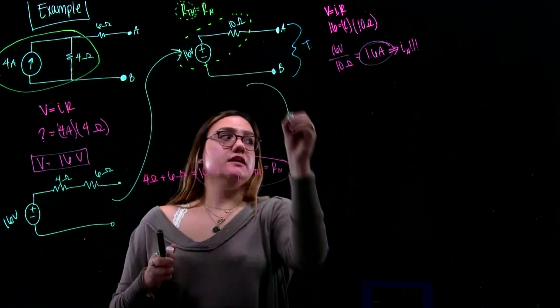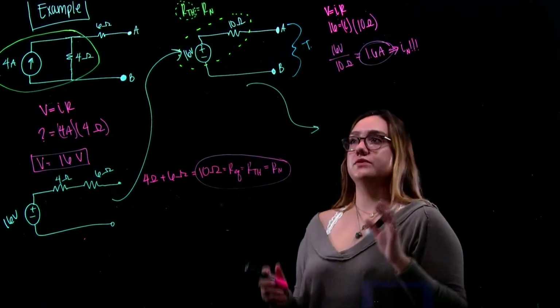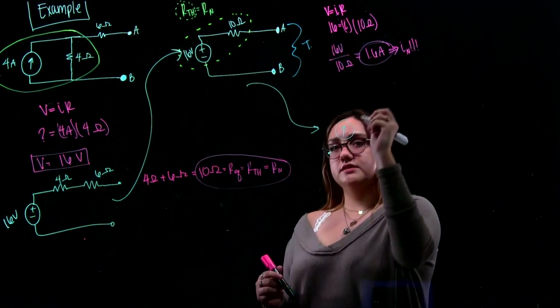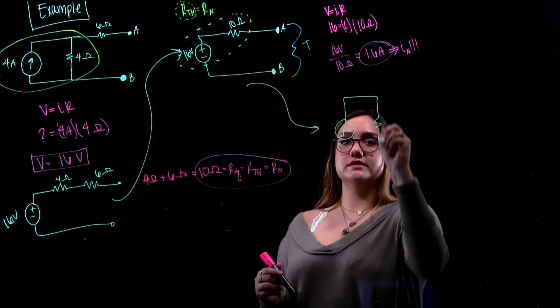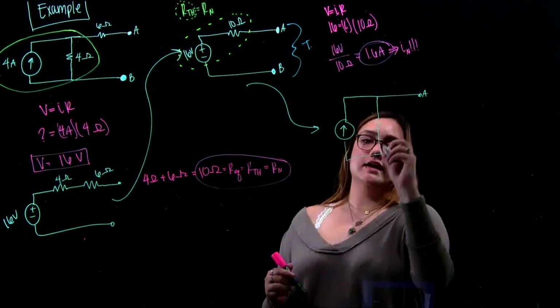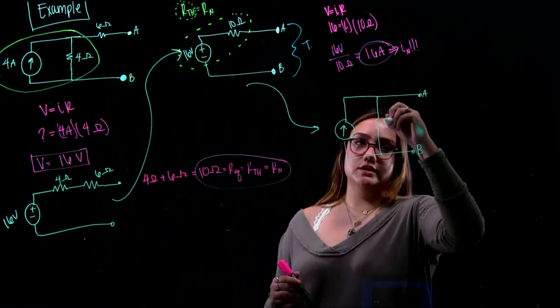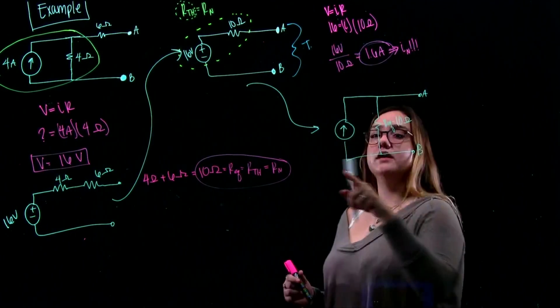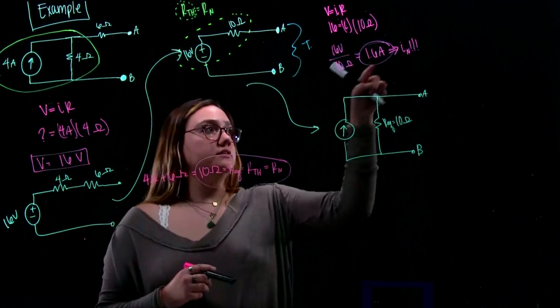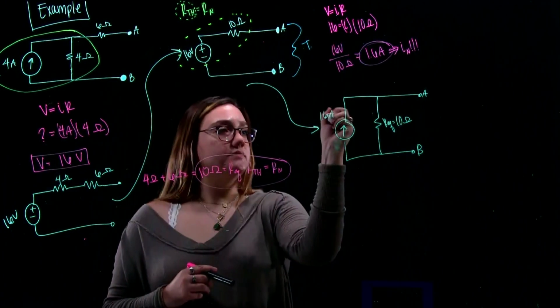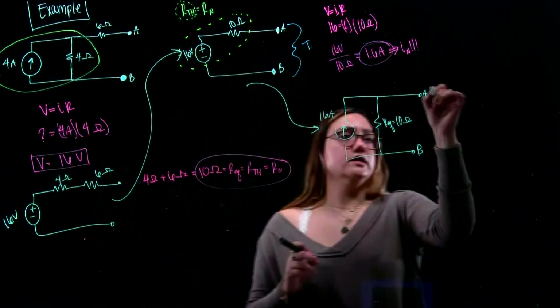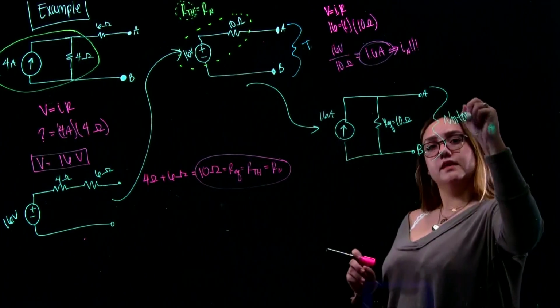So now we're going to take this circuit and draw it over here as your final Norton equivalent as a current source going into a parallel resistor, and then you have your terminals A and B. This is your REQ, which is now your 10 ohms, and this right here is your source that we just found, which is 1.6 amps, and that is your Norton equivalent.